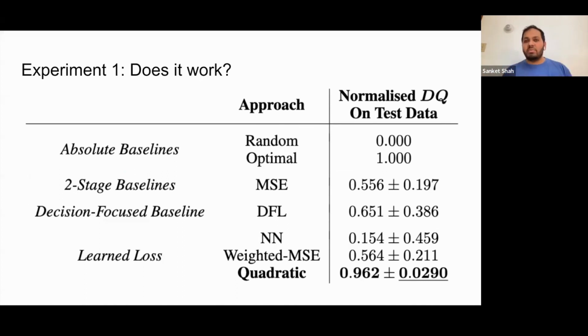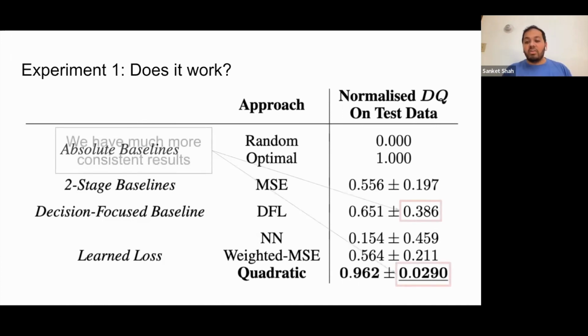So we have two baselines. One is just mean squared error, like I said before. The other is decision-focused learning. And then there are three families of loss functions trained on these sample data sets that we created. Now, all the results are normalized between 0 and 1. 0 is bad, 1 is good. And we find that our method does much better than the other baselines, specifically our quadratic method does well.